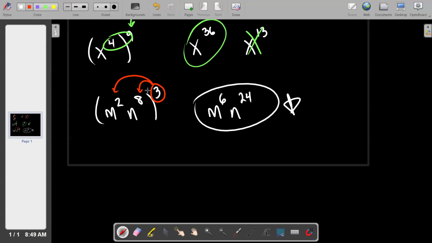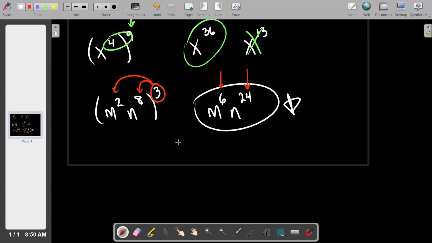So property number 1 is we distribute in, and then property 2 is subsequent to that. We have to know what we're doing with those stacked exponents. And that is back to the last problem where we multiply them together. So the 2 times 3 gave us the 6. The 8 times 3 gave us the 24.